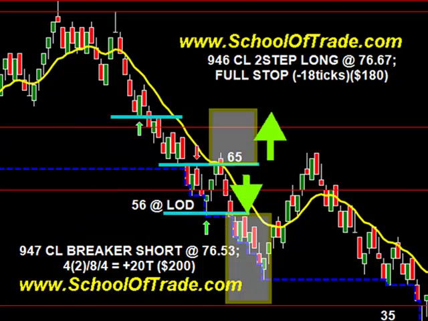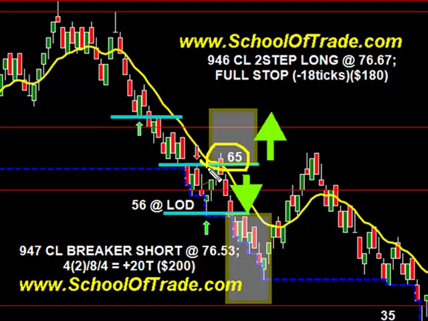Well, it did come, but it didn't come until after we took our first trade. So we had the low of the day here. That was our swing low, and we were waiting to see a break below that swing low for our breaker pattern short. We didn't get that right off the bat. What we did get was a swing high, and that swing high there at 65 was then our entry for a 2-step long.